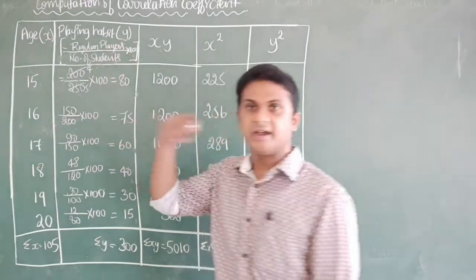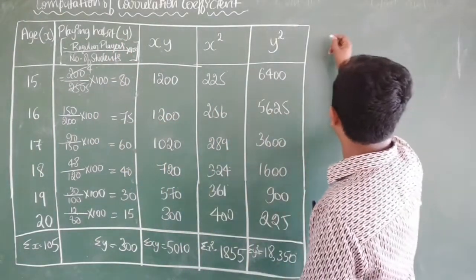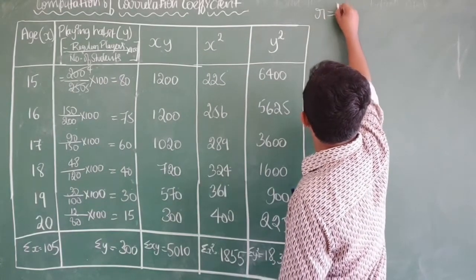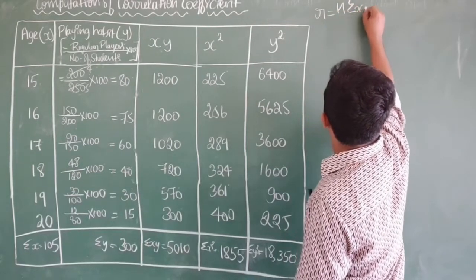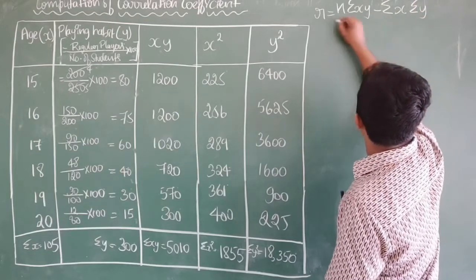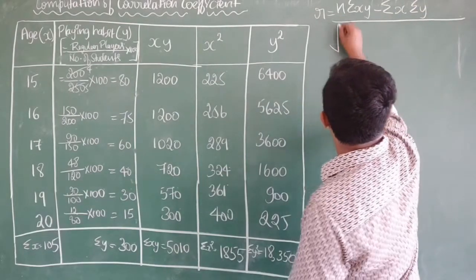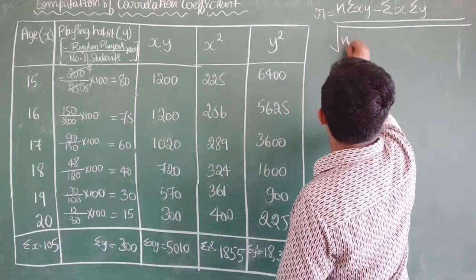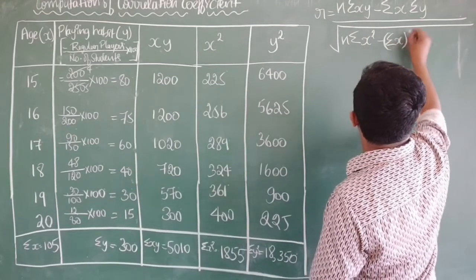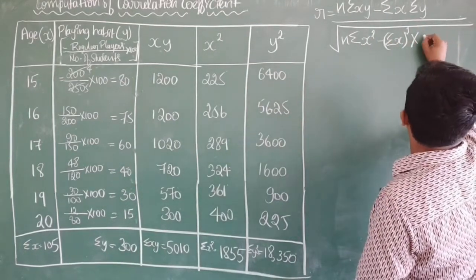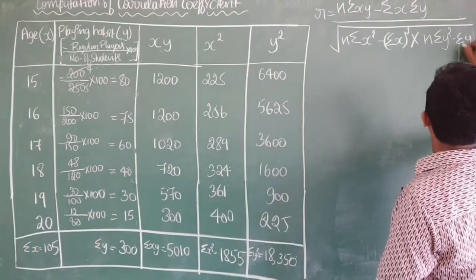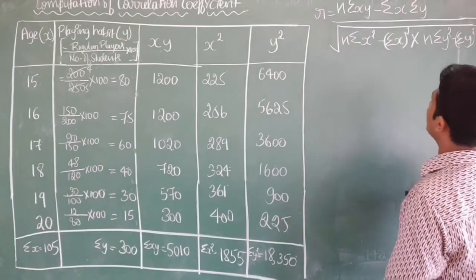Once that is done, as you know, under the direct method, we calculate the correlation coefficient using r is equal to n into sigma xy minus sigma x into sigma y, divided by root of n into sigma x square minus sigma x whole square, into n into, now for y, sigma y square minus sigma y whole square. So this is how we calculate correlation.